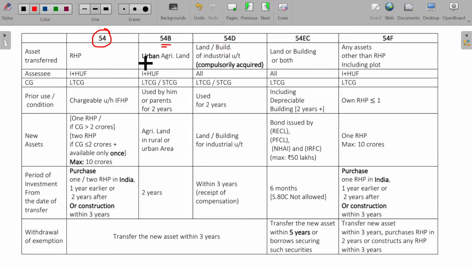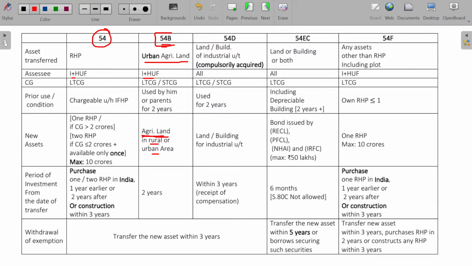Here, the asset transferred is urban agri-land. In case of rural agri-land, it will not fall under capital gains at all, so you don't need to worry about that. In case of urban, capital gains will be attracted. And for claiming the deduction under section 54B, you can buy new agri-land. The newly purchased agri-land could be rural or urban, it doesn't matter. Applicable for individual and HUF only.